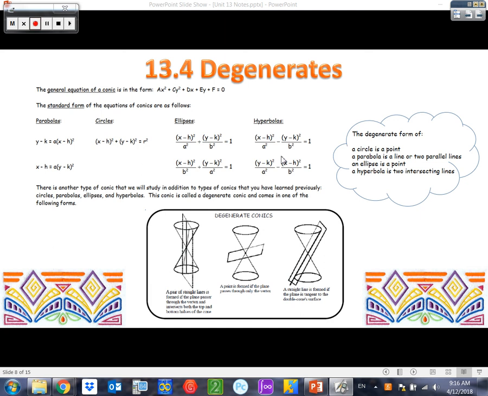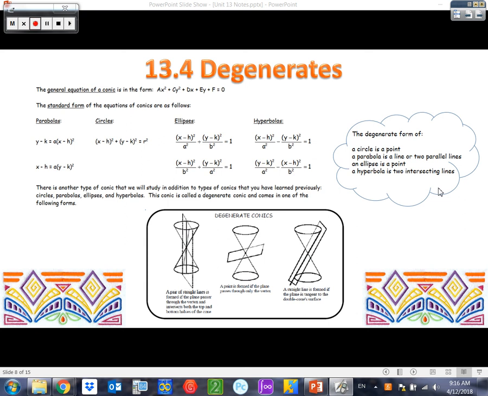All right, so a hyperbola, if the equation looks like it's going to be a hyperbola and you work it through and it's equal to 0, then it's going to degenerate into two intersecting lines, and we have to find those lines. And I'll show you, we'll do an example of actually both of those.